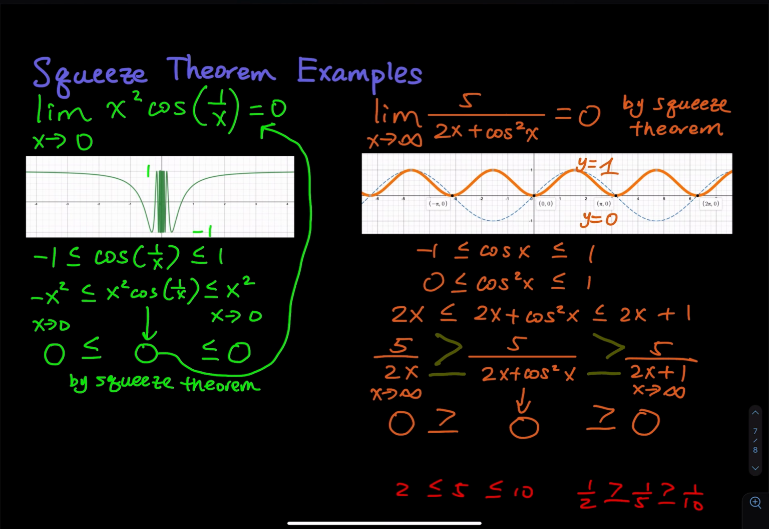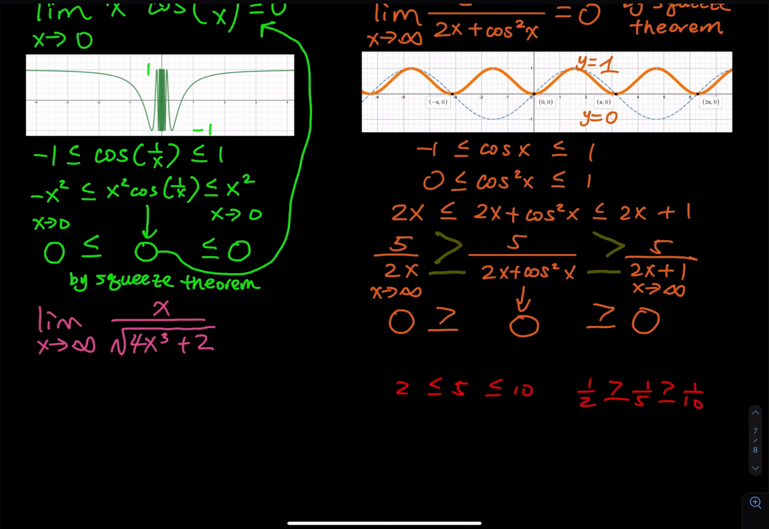So what if I have the limit as x approaches infinity of x divided by the square root of 4x to the third power, and then plus 2. So this time there is no sine or cosine for you to set up the inequality. So what do we do? So here is what we do. I am going to put this given function right in the middle, and then 4x to the third plus 2.